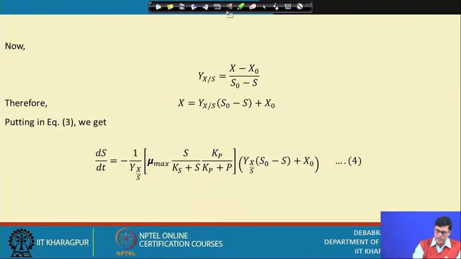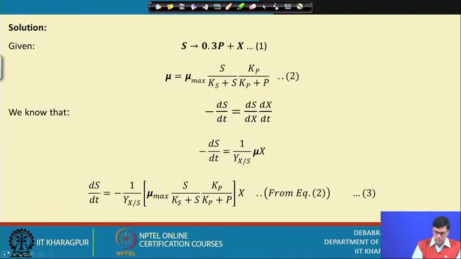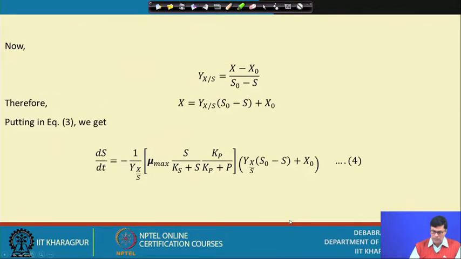Now, Y X by S is x minus x0 by S0 minus S. Am I right? So, x equal to what? X equal to Y X by S into (S0 minus S). Now, if we put this in the previous equation, then what will we get?